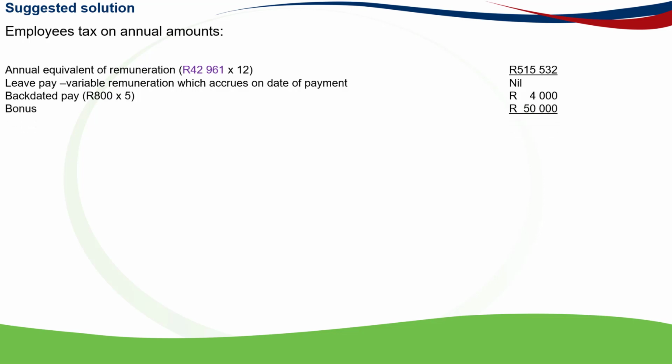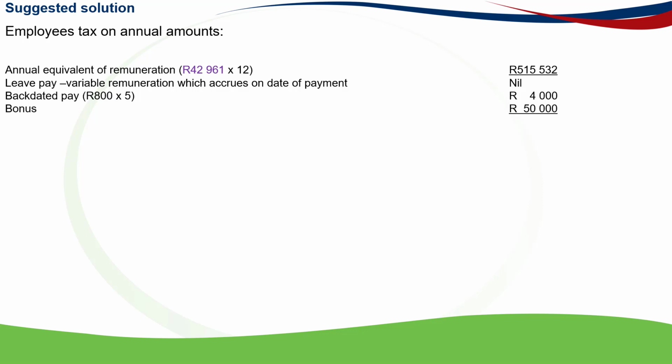The bonus is an annual amount which needs to be included in our calculation as it was paid in December 2020. So remember in the basic principles of employees tax video, we said you need to pay careful attention to the month in which the amounts were paid, right? Because the bonus was paid in December and we are calculating employees tax for the month of December, then we need to include that bonus in our calculation.